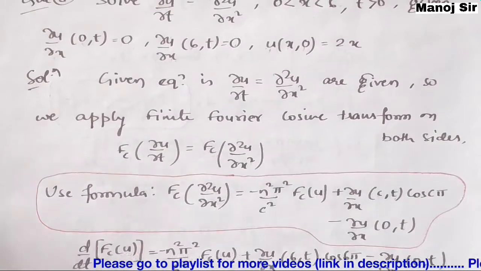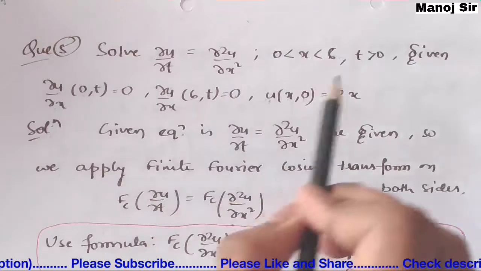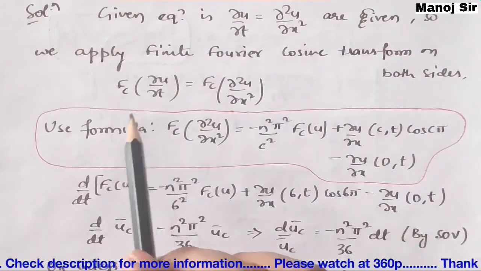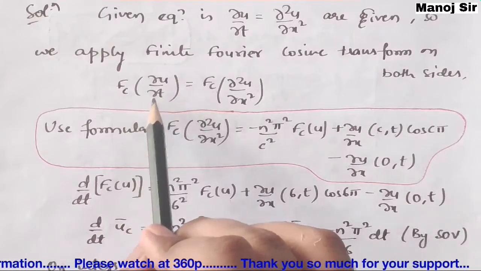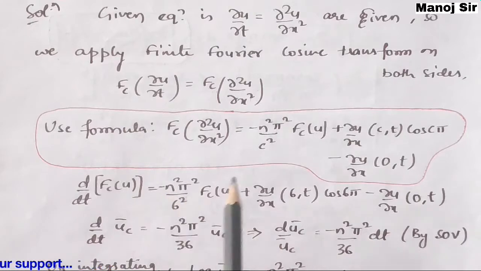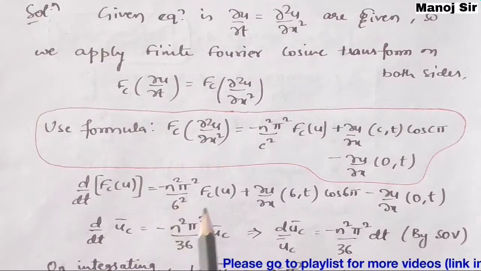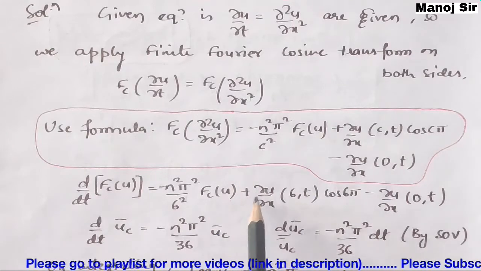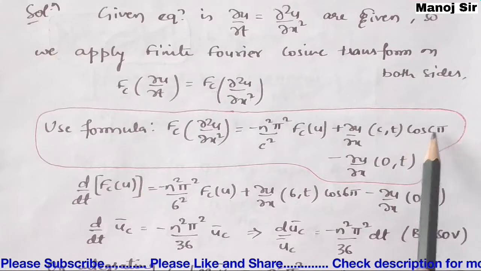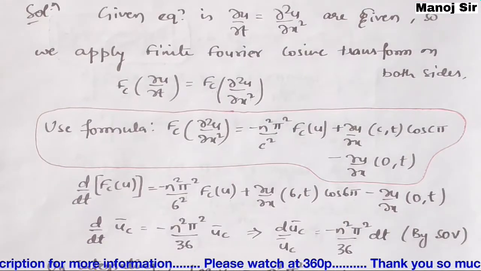But as per the question, what is c? C is 6, that is the upper limit. So we can say that finite Fourier cosine transform of del u upon del t can be written as d upon dt of finite Fourier cosine transform of u. This equals minus n square pi square upon 6 square Fc of u, plus del u upon del x at 6 comma t times cos 6 pi, minus del u upon del x at 0 comma t.